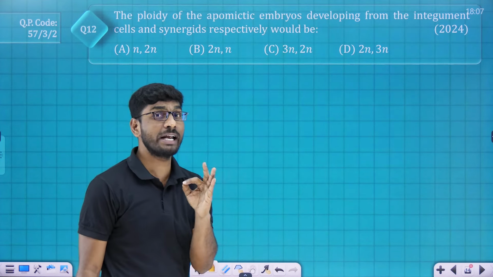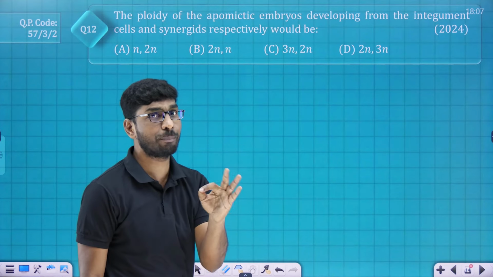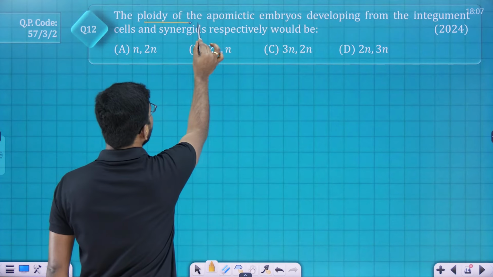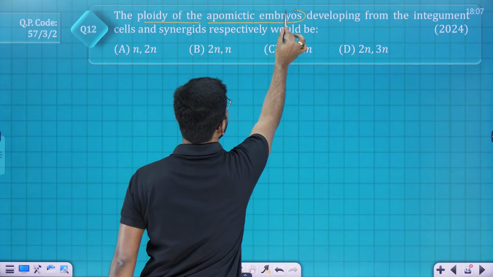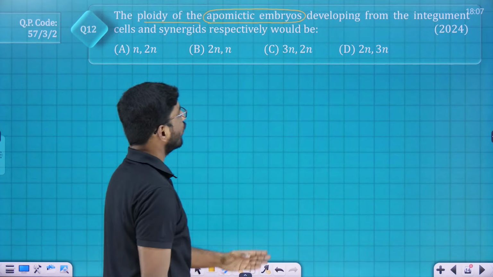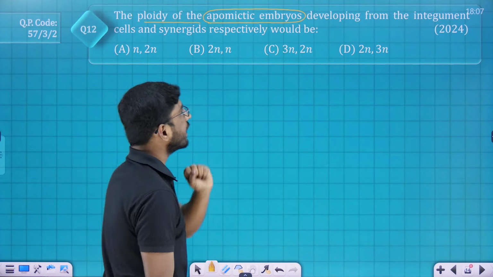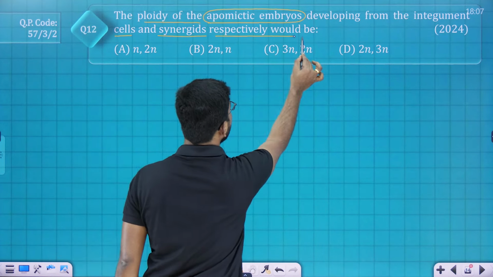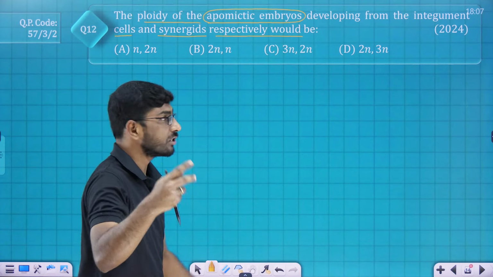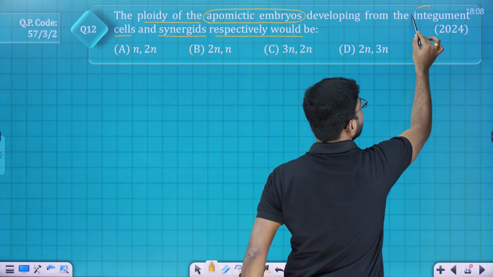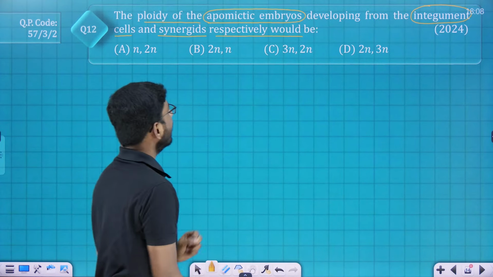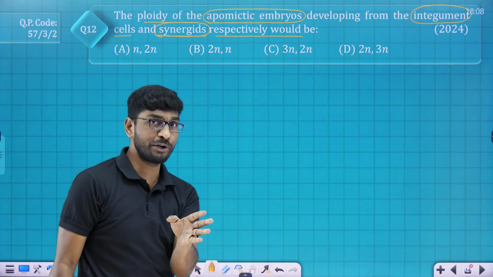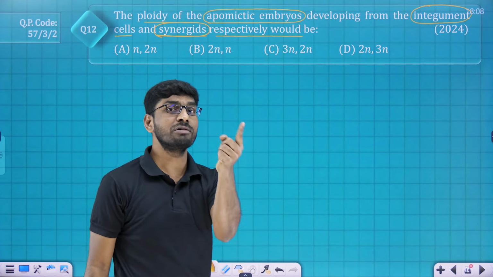Carefully read the question. Ploidy, that means haploid, diploid, triploid, polyploid, they are asking. The ploidy of the apomictic embryos developing from integument cells and synergids respectively would be. They mention two things: integument, this is a 2024 question, and number two is synergids. Formation of embryos from integument and also synergids.